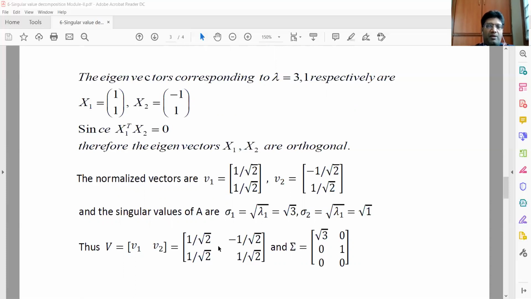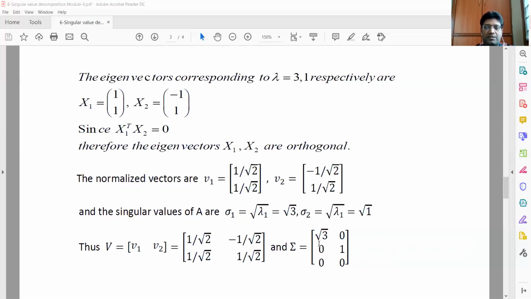Next, calculate the singular values. So the eigenvalues we got are two. What are those? One is 3, another one is 1. So the singular values of A are sigma 1 is root of the first eigenvalue, the largest one you have to take. Next largest you have to take as sigma 2. So therefore, what is V? V is constructed with these two columns V1 and V2, and sigma we have to construct with these singular values. So what is our sigma order here?